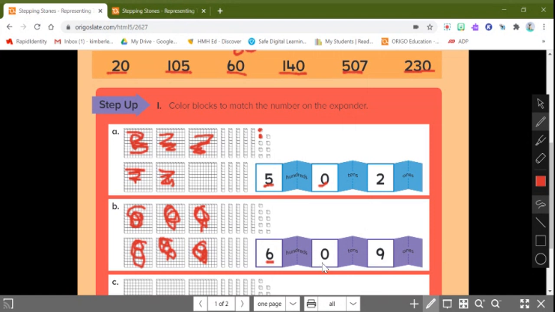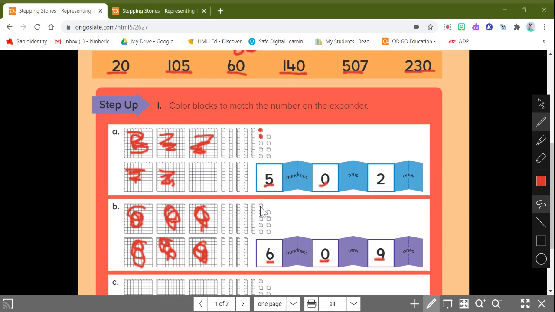So now let's look at our tens place. I have 0 in the tens place. So again, I don't need to color any of these tens blocks in. I don't do anything to them. So then I come over to my ones place and I have a 9 there. So I need to color in 9 ones blocks. So here's 1, 2, 3, 4, 5, 6, 7, 8, 9.